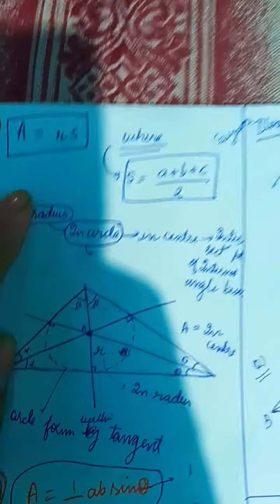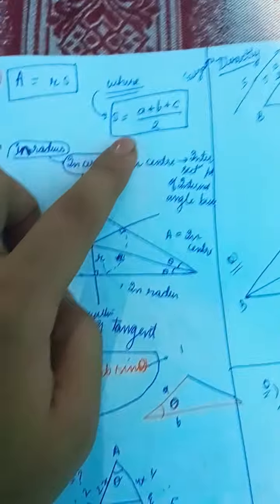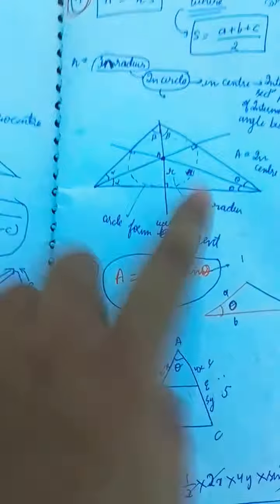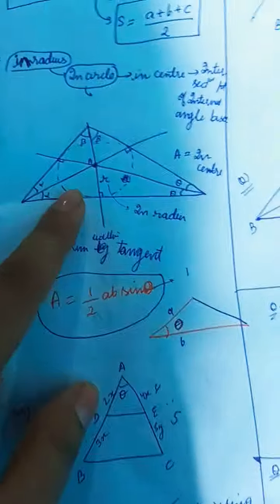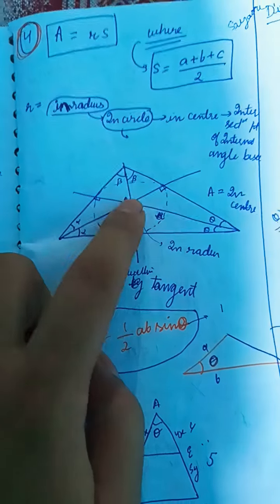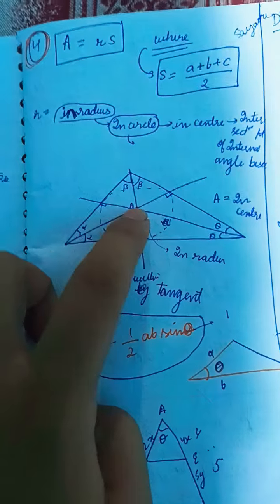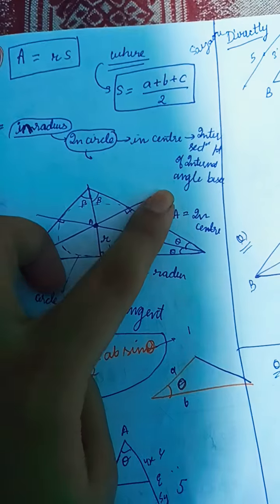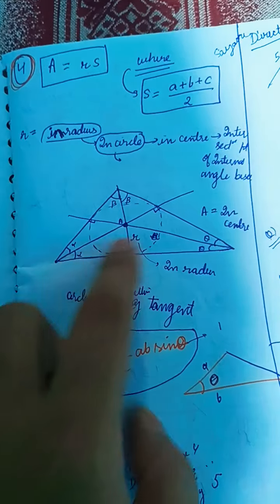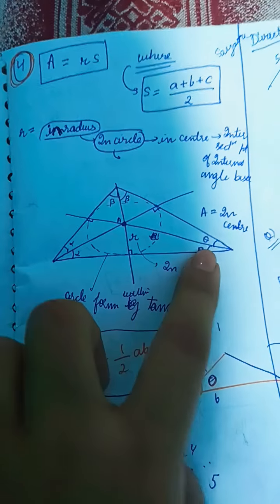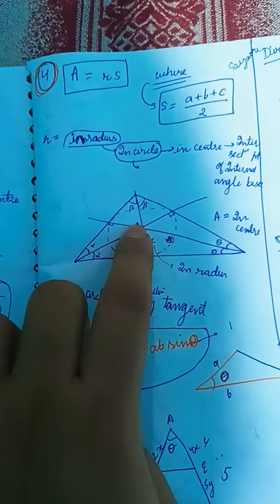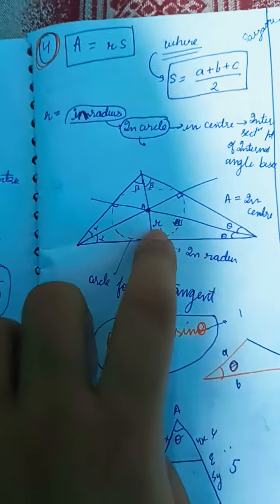Now the fourth method is A is equal to r into s, where s is the semi-perimeter and r is the inradius. The inradius is basically, for example, inside the triangle there is a circle. Inside the triangle there is a circle whose radius is called the inradius. The incircle's center is the intersection point of the internal angle bisectors. All the internal angles of the triangle bisect and meet at a common point, and from here we draw the circle. This is called the incenter, and this radius is called the inradius.